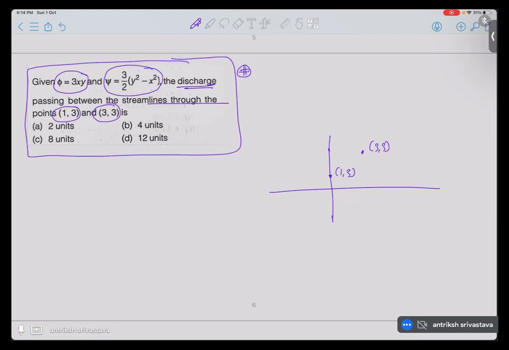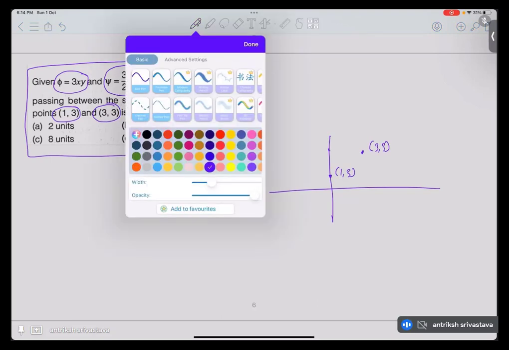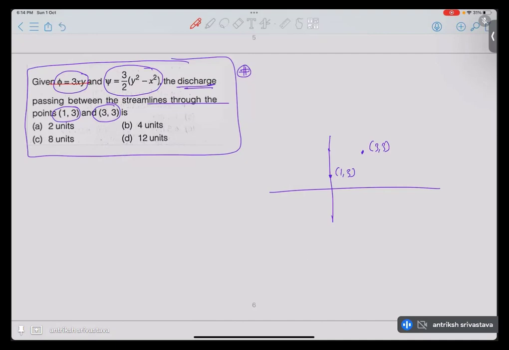So the redundant information in this question is this velocity potential, because the discharge passing between 2 points in space can be calculated by the difference in their stream function value. So we can easily get our discharge by doing psi 2 minus psi 1.